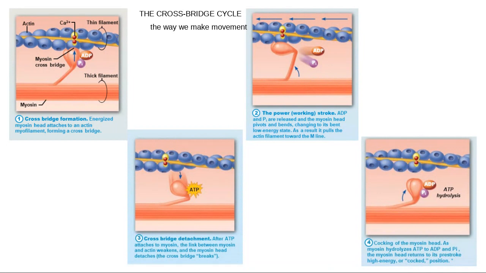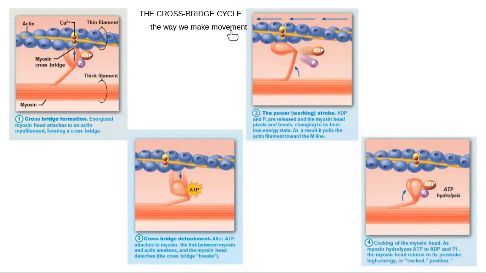When movement happens in your body, my contractile proteins have to slide past each other. They have to move past each other. So the way that I make movement happen is by doing several specific things, interacting actin and myosin with each other. So 4 steps to this process: formation, the power stroke, detachment, and cocking the myosin head. Let's go through and talk about how this cycle works.